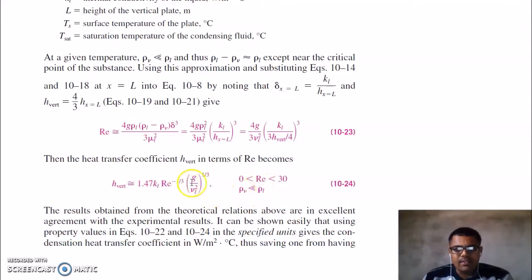So on rearranging, you will get the relation for h vertical, which is valid for laminar flow. In this equation we had neglected the density of vapor. We had considered that density of liquid minus density of vapor is almost equal to the density of liquid, meaning we neglected the density of vapor. So instead of this, it will become the density of liquid.